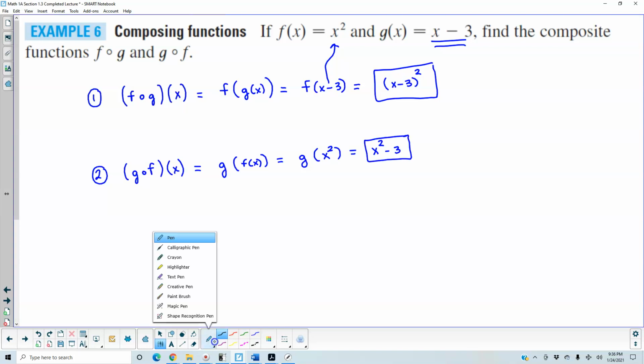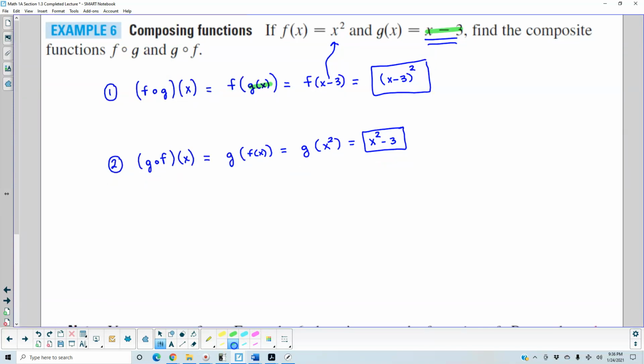So again, let's highlight this. So we know that g of x represents x minus 3. So that becomes the input, and we plug it in for x to get x minus 3 squared. And likewise, we know that f of x is going to represent x squared, and that becomes the input for x into g of x to get x squared minus 3.